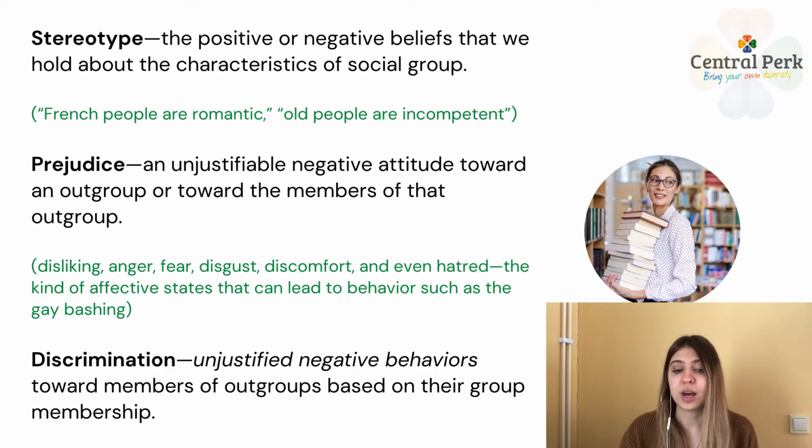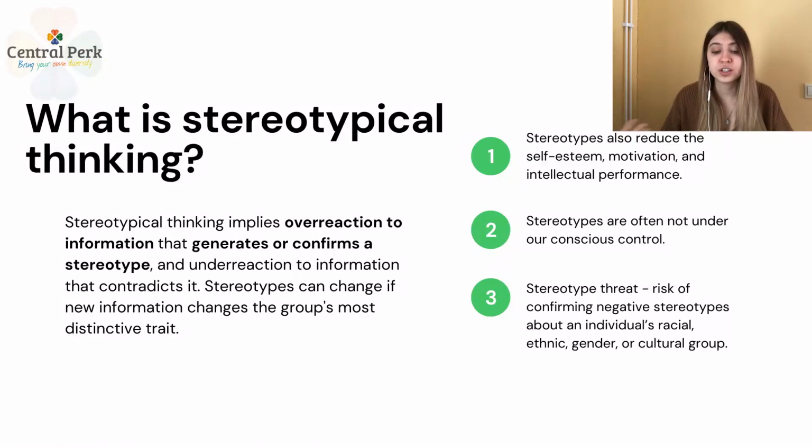So what is stereotypical thinking then? Stereotypical thinking implies overreaction to information that generates or confirms a stereotype. In the previous lecture, I also mentioned the definition of confirmation bias, when you try to search for arguments which confirm your own opinion. So this is more or less similar here. The only difference is that in this case we talk about stereotypical thinking, we talk about stereotypes.